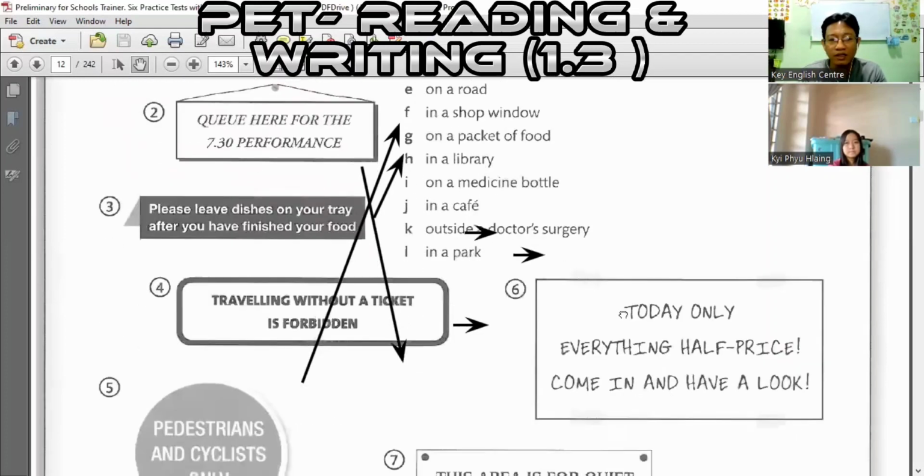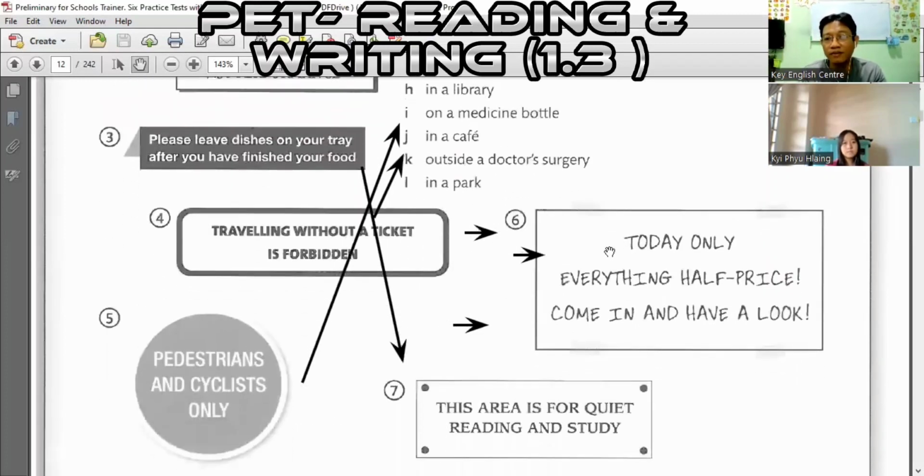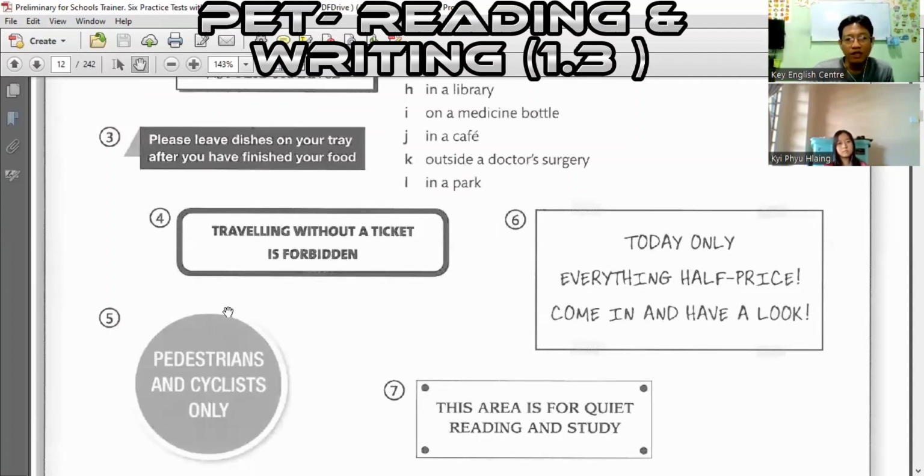Okay, we are moving to the next one. Number five is pedestrians and cyclists only. You know pedestrians? Pedestrians and cyclists. How about cyclists? Who are cyclists? Who ride the cycle, motorcycle, cycle. Okay, cyclists.